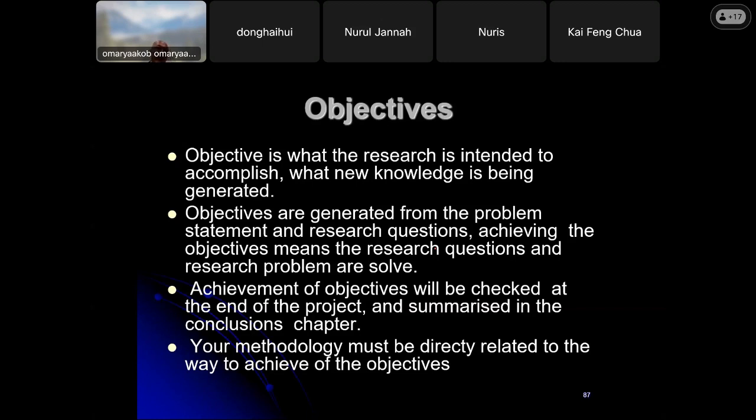Methodology is not independent of objective, but it must be related to objectives. Remember that. So later when we do methodology, we're going to mention again, you always talk about how to achieve. Methodology is how to achieve your objectives.